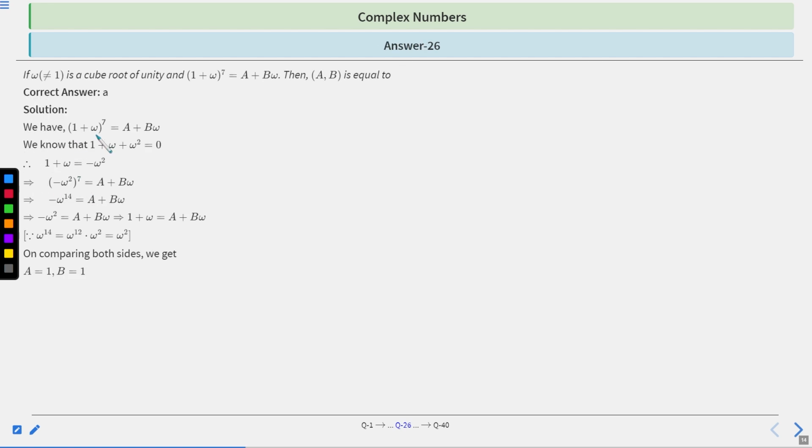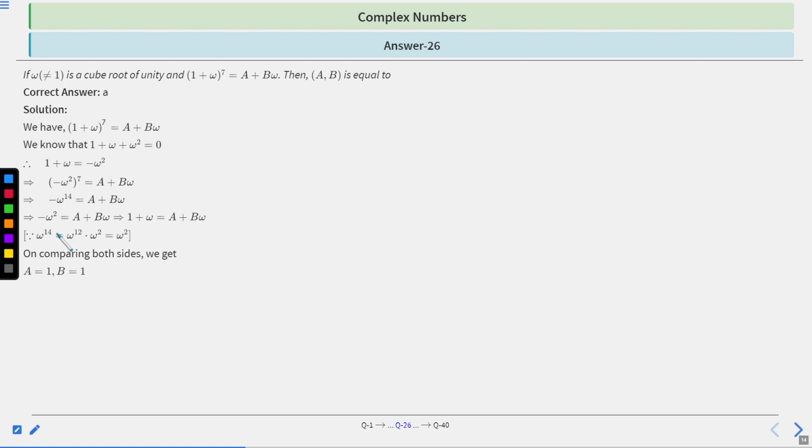Okay, so we have 1 plus omega to the power 7 is a plus b omega, right? Now we know that 1 plus omega plus omega square is equal to 0, right? So 1 plus omega can be written as minus omega square. Now put minus omega square in place of 1 plus omega. So minus omega square to the power 7 is equal to a plus b omega, which can be written as minus omega to the power 14 is equal to a plus b omega.